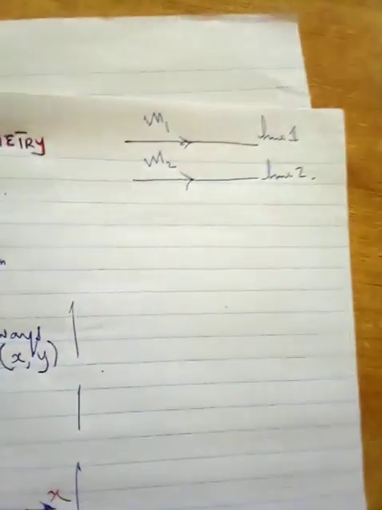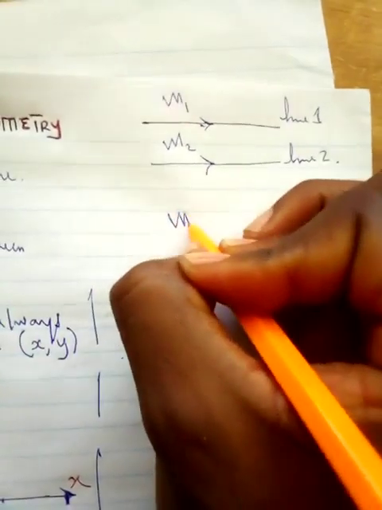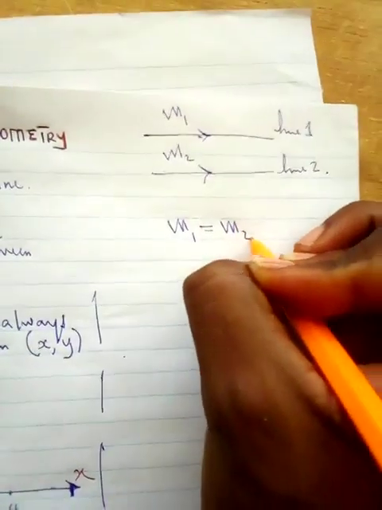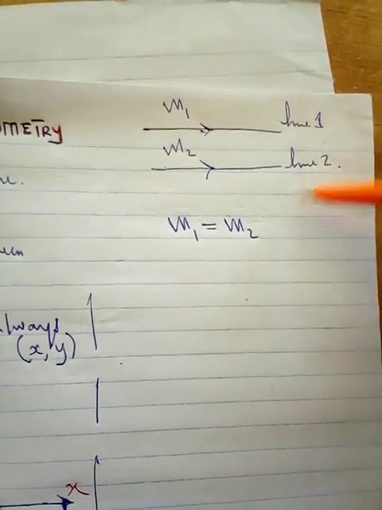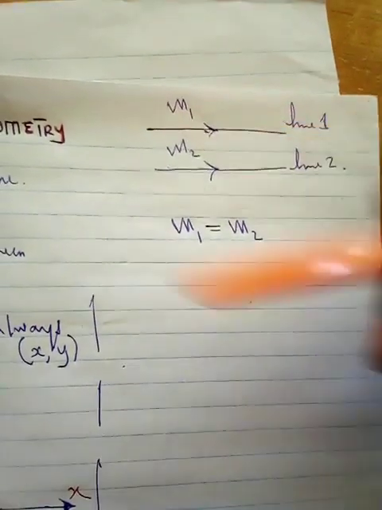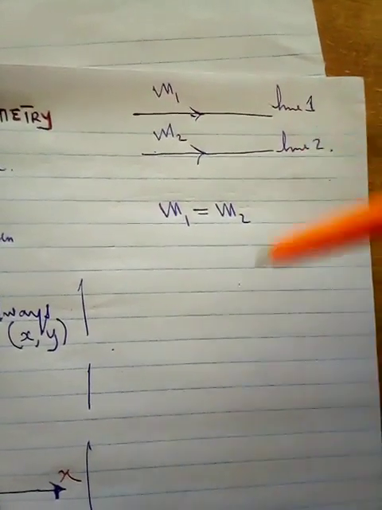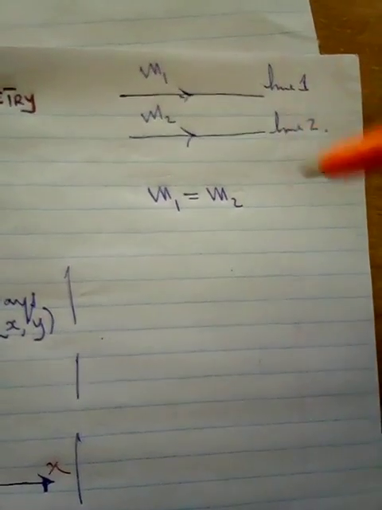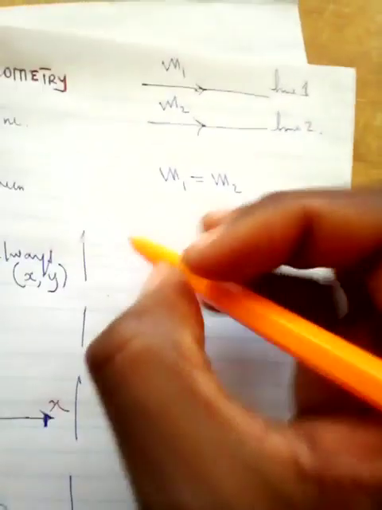Because these two lines are parallel, this means that the gradient of 1 is going to be equal to the gradient of 2. That is, the gradient of line 1 is going to be equal to the gradient of line 2. So this is another concept that you need to know if two lines are parallel and you're discussing the gradient. Okay, gradients of two parallel lines are the same. The last one.